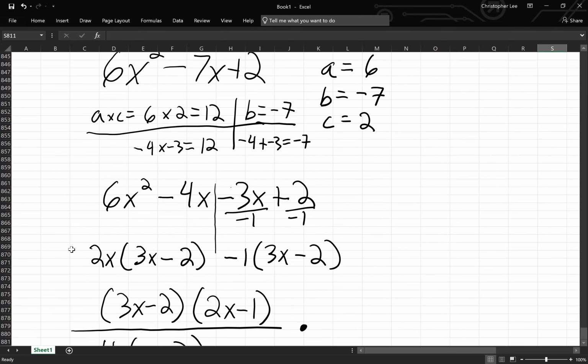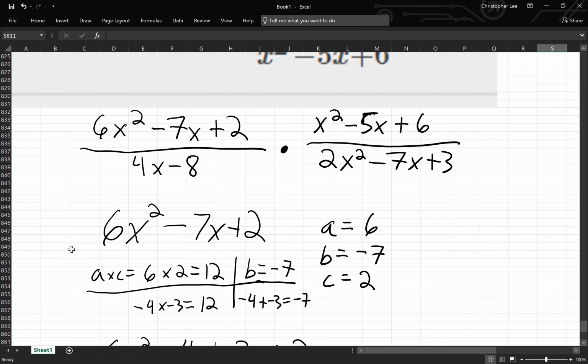Dot multiplication, come up here. I have x squared minus 5x plus 6. What are the factors for that?